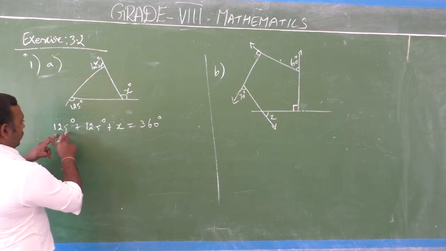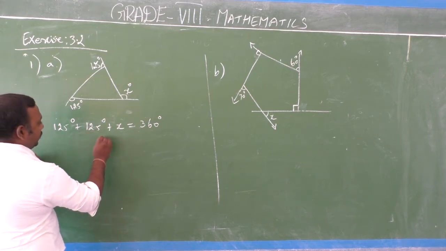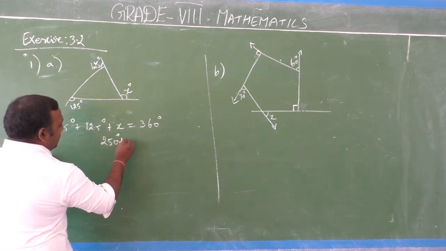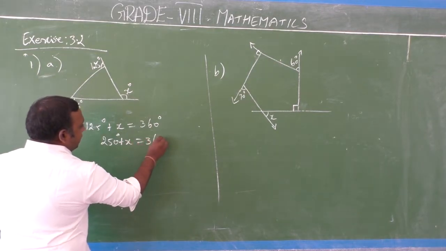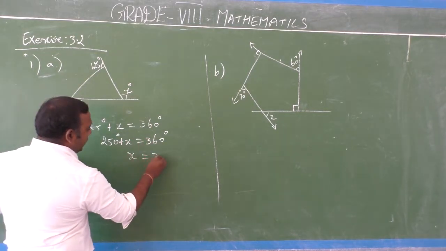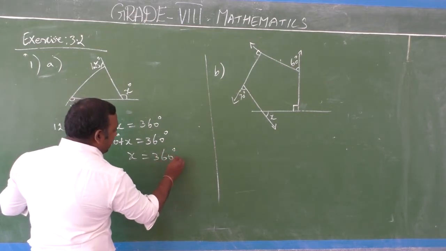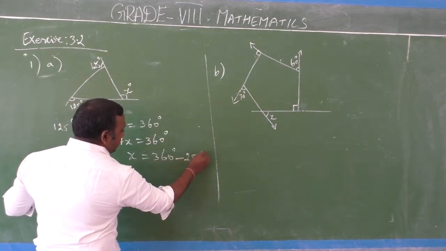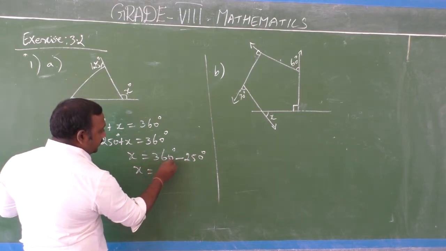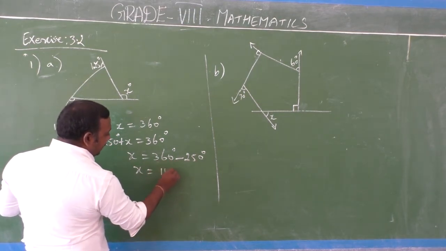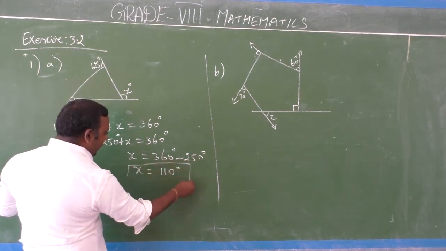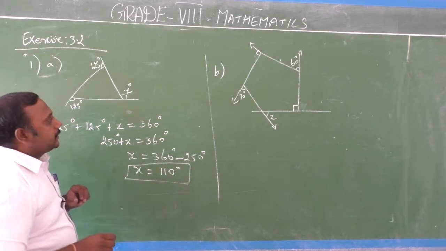Here 125 plus 125 is 250. So 250 degrees plus x is equal to 360 degrees. So x is equal to 360 degrees minus 250 degrees, which is 110 degrees. So the value of x is equal to 110 degrees.